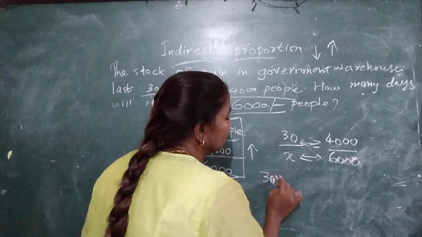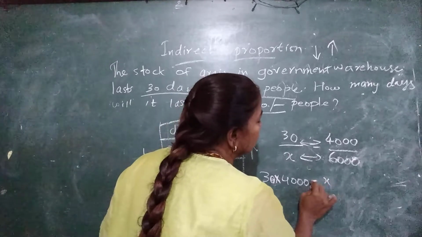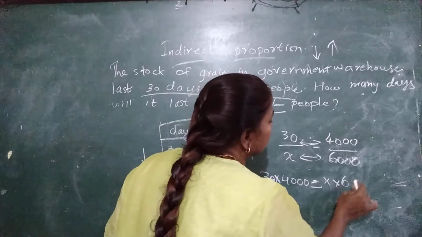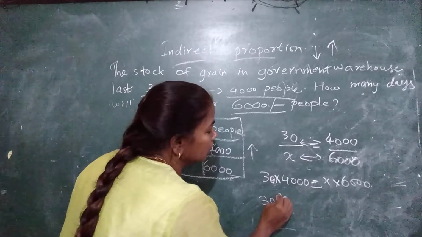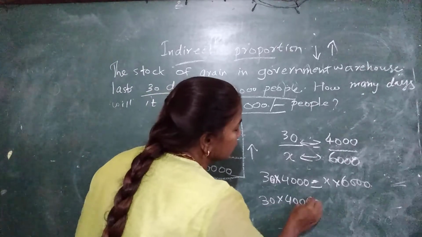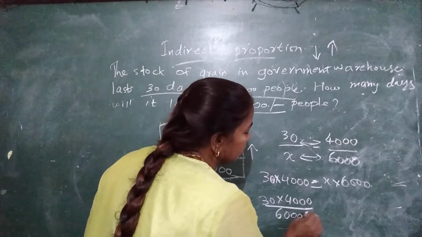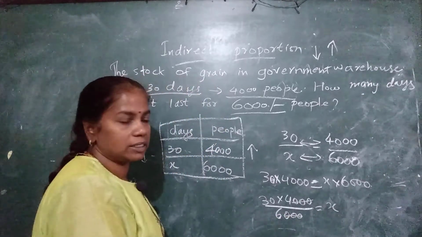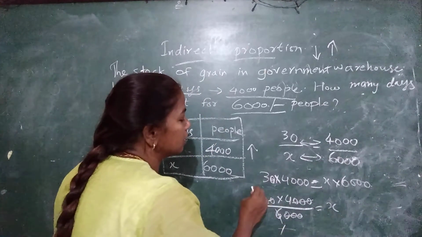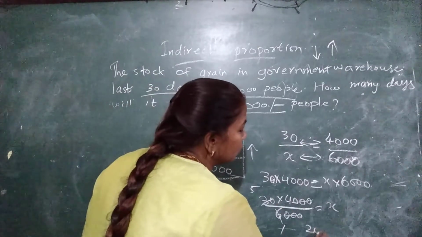30 into 4,000 is equal to x into 6,000. Now 30 into 4,000 upon 6,000, I am bringing here, is equal to x. Now this 3 0 cancels, this 3 0 cancels. 6 ones are 6, 6 fives are 30. So what is the answer? 5 fours are 20.